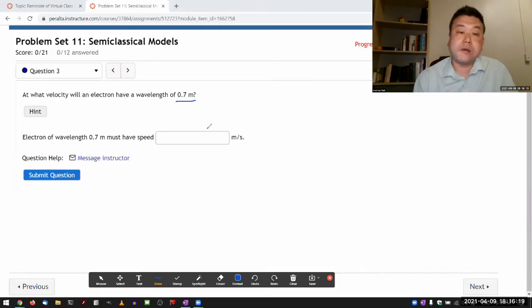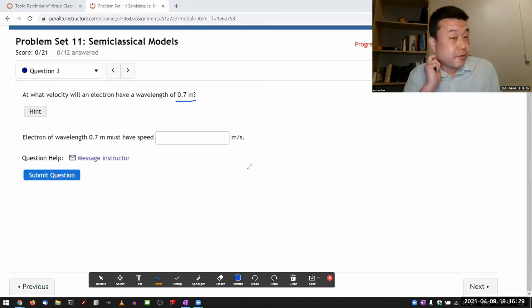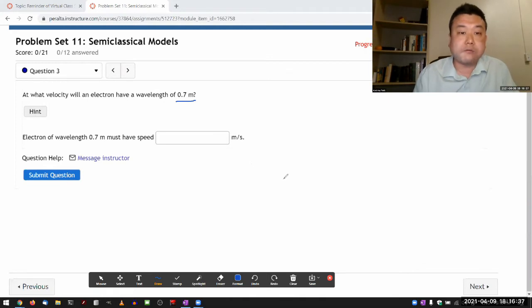And when we figure out the speed for the electron that has this macroscopic wavelength, it should end up being very slow, especially for an electron. So that's the number sense I have. And let's work through the numbers to see how that works out.